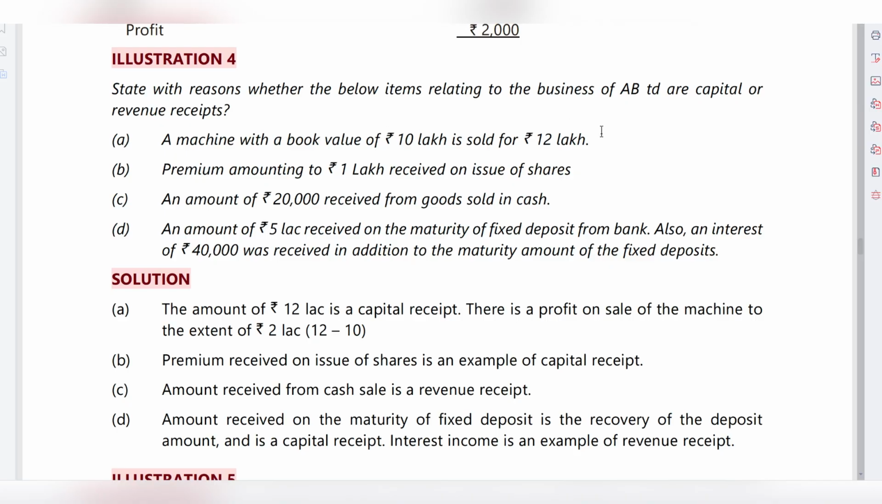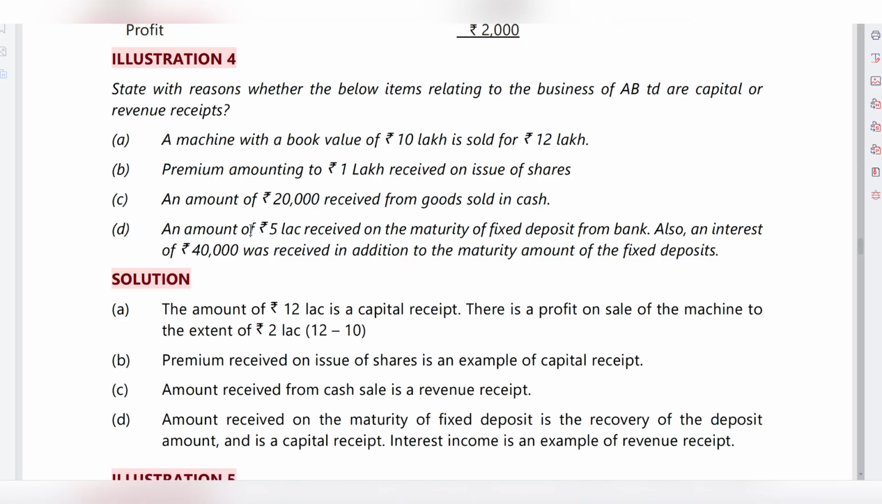And the amount of rupees 2 lakh will be charged to profit and loss account as a profit on sale of machine. Premium amounting to rupees 1 lakh received on issue of shares. Premium received on issue of share is an example of a capital receipt, because shares are capital in nature and these are providing long-term benefits to the company. So on issue of shares, if we are receiving any premium, then that is considered as capital receipt.